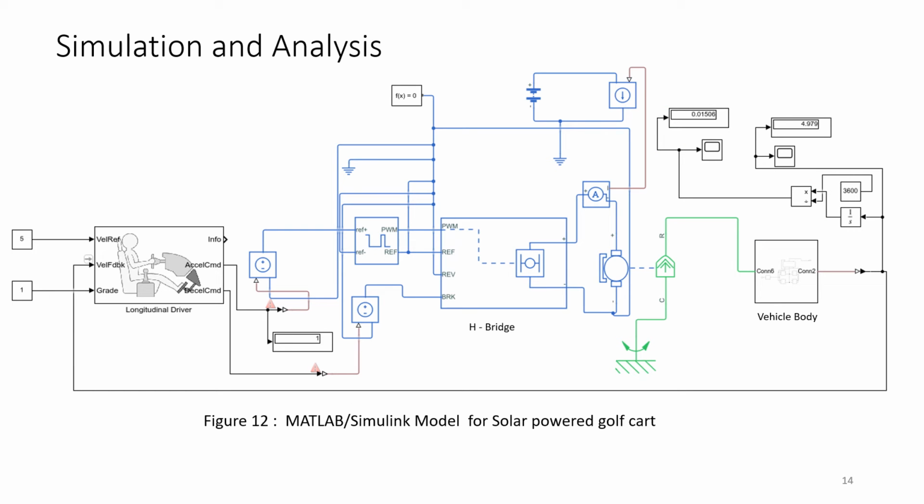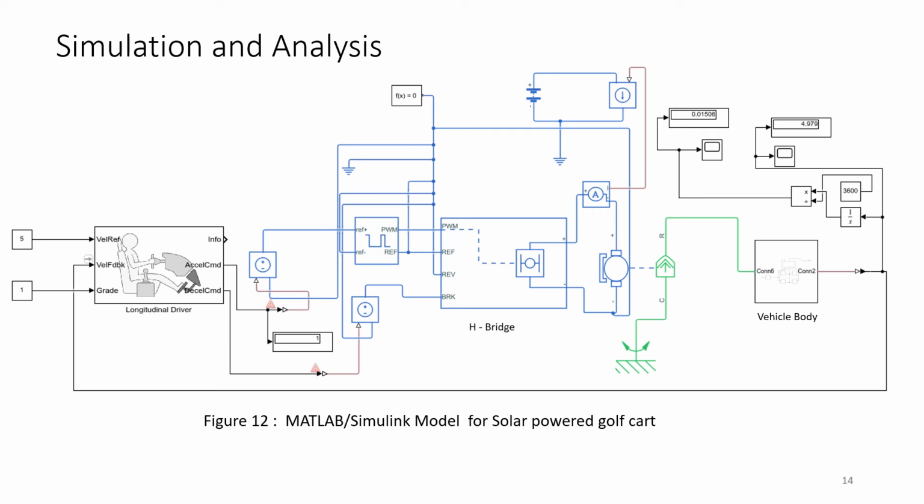As the battery of the solar powered golf cart is charged to around 90% of its state of charge with the help of the maximum power point tracking method, that is the perturb and observe method, the battery is further discharged to power the DC motor. A controlled voltage is provided from the longitudinal driver through the H-bridge to the DC motor. To obtain the desired output speed of the vehicle body, an input velocity is provided to the longitudinal driver setup.